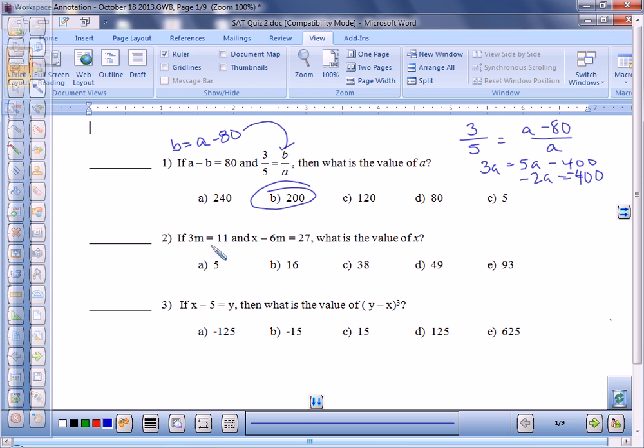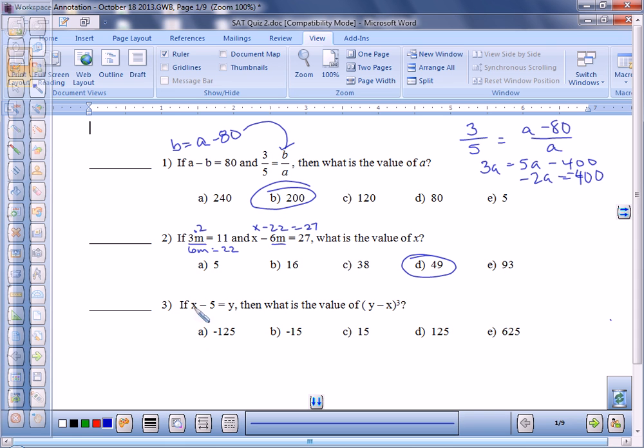Okay, this one. You could solve for m and then substitute in, but you shouldn't. Because do you see this is 6m and this is 3m. So if I double this, don't I now have 6m equals 22? So 6m equals 22, and that's what I plug in. X minus 22 equals 27. Answer 49. Done. Got that one. So don't do more work than you have to.